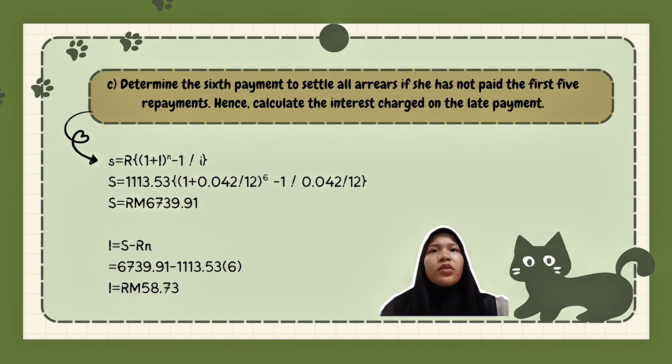Then we need to find the total for I. We use another formula, which is I equals S minus Rn, and we just enter the numbers. For S is 6,739 ringgit 91 cents minus R is 1,131 ringgit and 53 cents, and n is 6, and we got the answer for I is 58 ringgit and 73 cents. And we move to the next question.